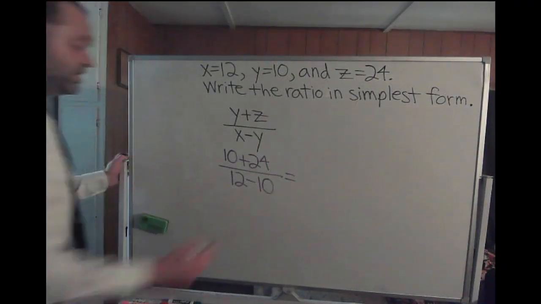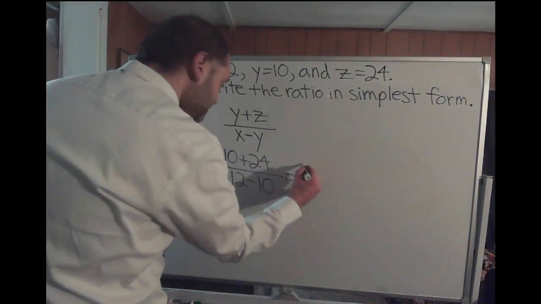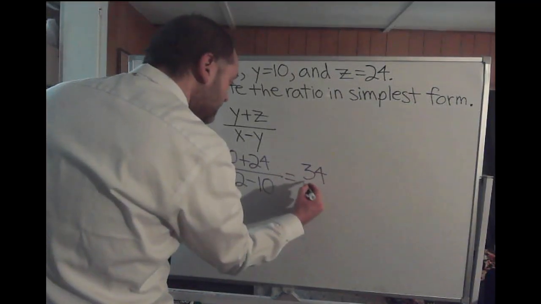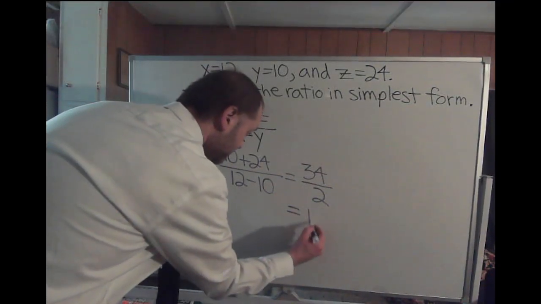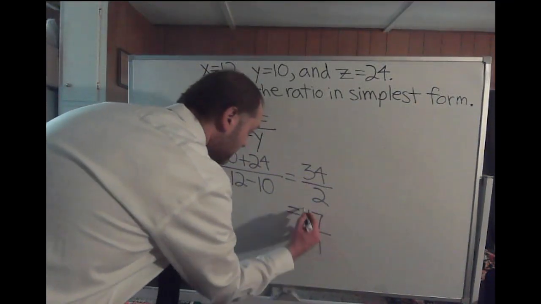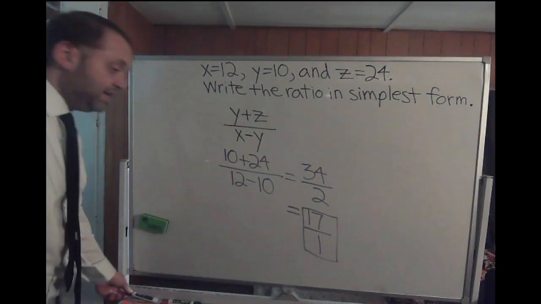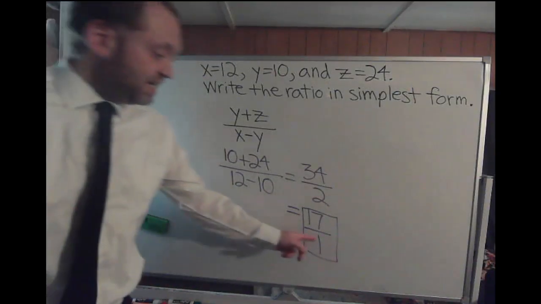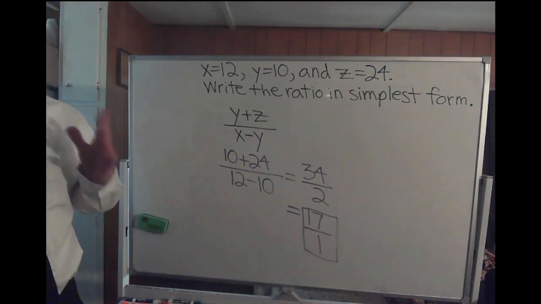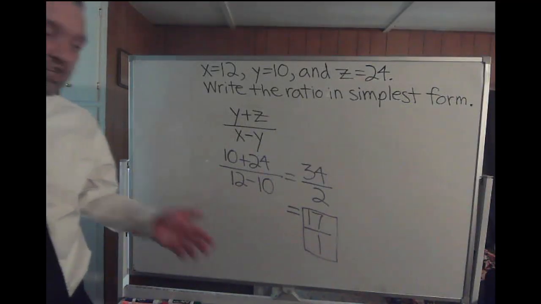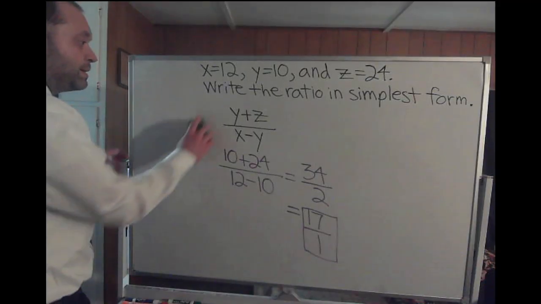So we now have the ratio of 10 plus 24 to 12 minus 10, which would turn into the ratio of 34 to 2, which would reduce to 17 to 1. So the ratio we're looking for in this case would be 17 to 1. Again, even though 17 over 1 and 17 mean the same thing, if you're referring to a ratio as opposed to a general fraction, keep that denominator of 1. It's very important for ratios.